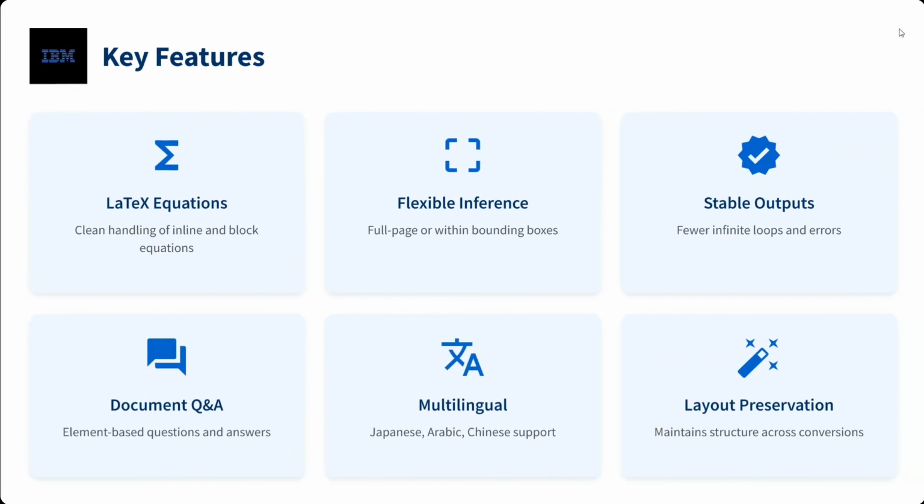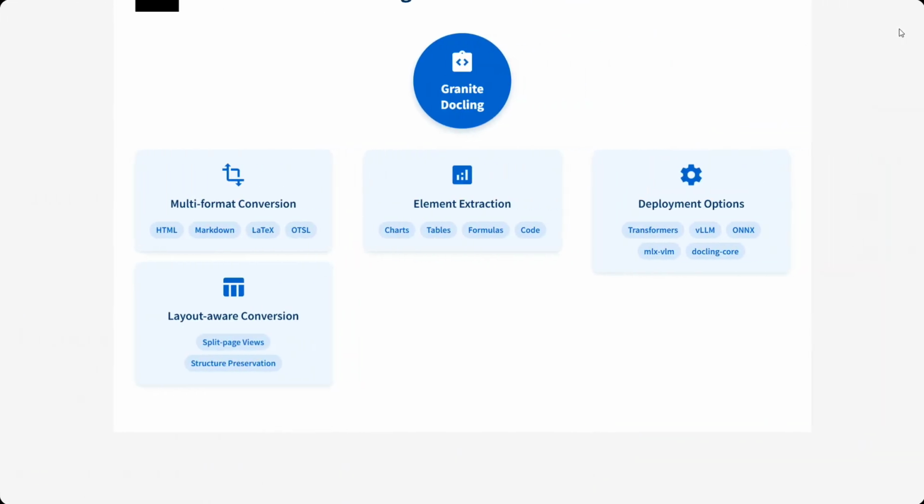What are the key features? It is able to extract LaTeX equations, flexible inference, full page or within bounding boxes, stable outputs, fewer infinite loops and errors, document Q&A, multilingual and layout preservation is there. As you can see, multi-format conversion can be done, element extractions like charts, tables, formulas. Deployment options are Transformers, vLLM, ONNX, Docling core, layout aware as well. Split page views, structured preservation is also there.